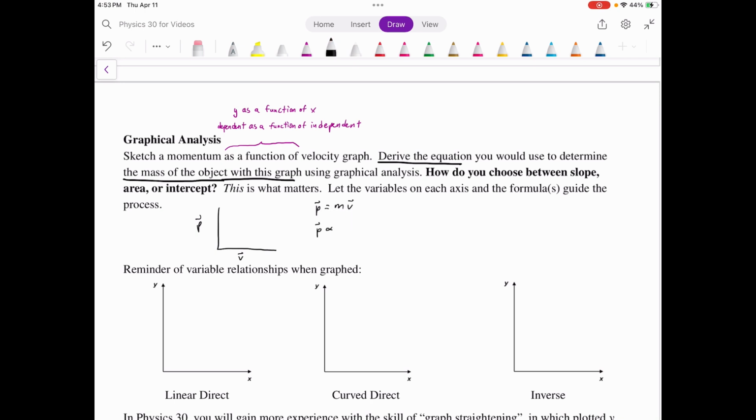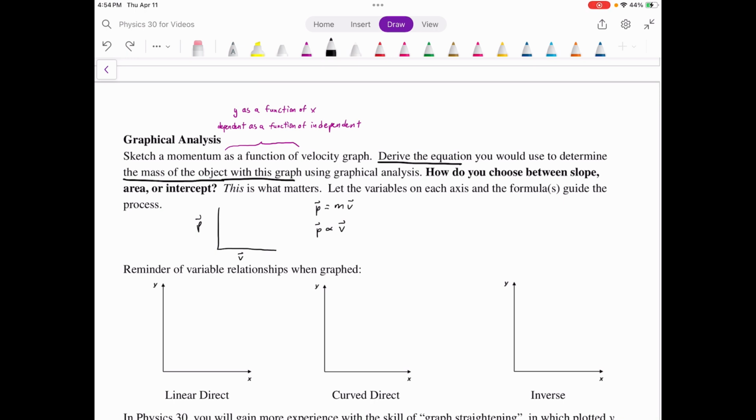We represent that like this. It's not saying that P equals V, but it's saying this is how momentum depends on just the velocity. Yes, mass matters too, but if we just want to look at the relationship between those two variables, this is saying momentum is directly and linearly proportional to the velocity. Not velocity squared or square root of velocity or something that would give us a curved graph. It's just straight up linearly directly proportional to the velocity.